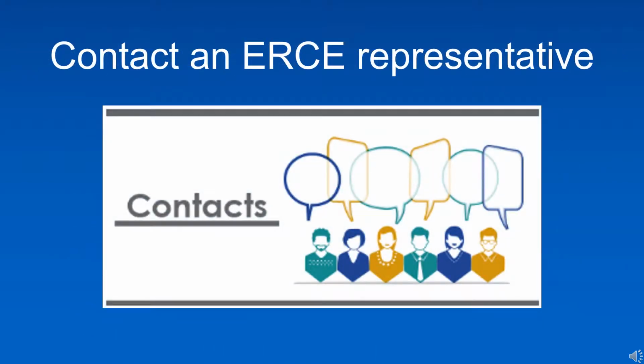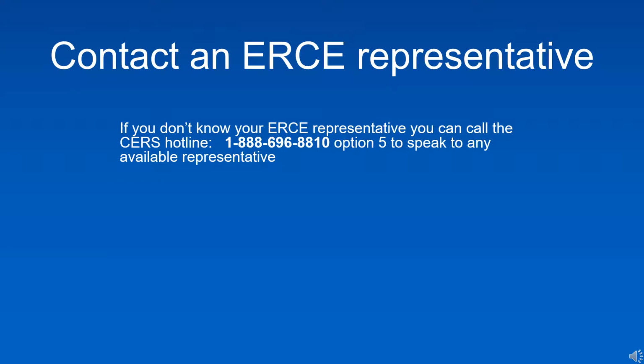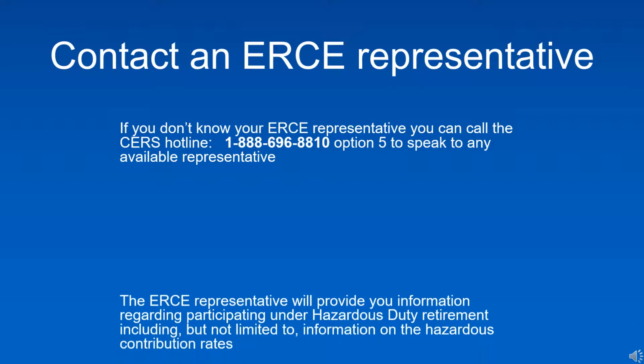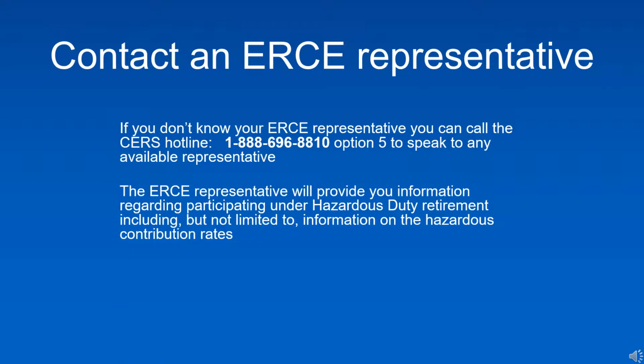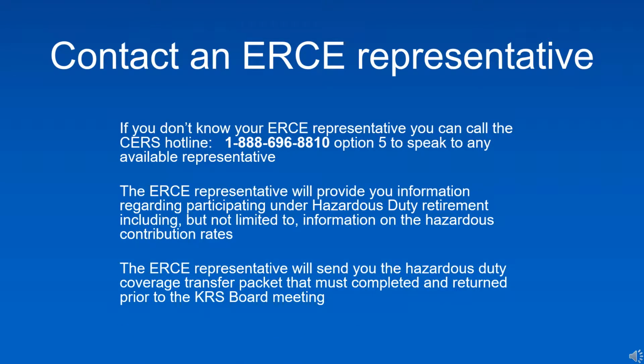Once an agency is ready to begin the process to have a single or multiple positions presented to the KRS Board for hazardous duty coverage, the agency should first reach out to their ERCE representative. If you do not know your ERCE representative, then you can call the employer hotline and speak to any FileWeb representative for assistance. The ERCE representative will provide information on the petitioning process, the due dates, and the hazardous duty contribution rates for both the agency and the employee. They will also send you the hazardous duty packet that will need to be returned before the due date to go before the board meeting.